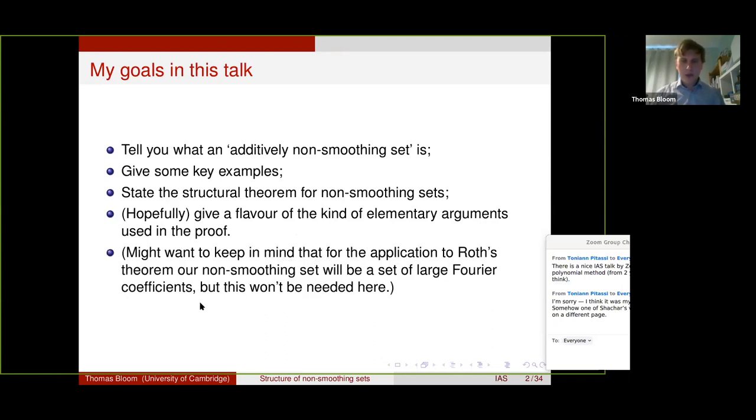And I'm not really going to talk about Roth's theorem or Fourier analysis at all in this talk, but you might want to keep in mind that for our application, the non-smoothing set is going to be the spectrum of a set of large Fourier coefficients. But we won't actually need that at all here. So we don't actually care where our set came from, just that it is an additively non-smoothing set, which again, I'll explain what that is later on in this talk.